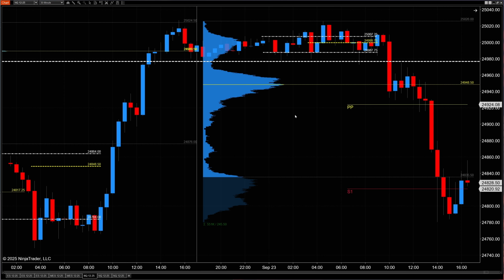So before we actually go ahead and look at a footprint chart, the one thing we want to do first is identify a key level in the market. Order flow is going to help us determine if that is going to be a key turning point or if we're likely going to go ahead and break out or break down through that level.